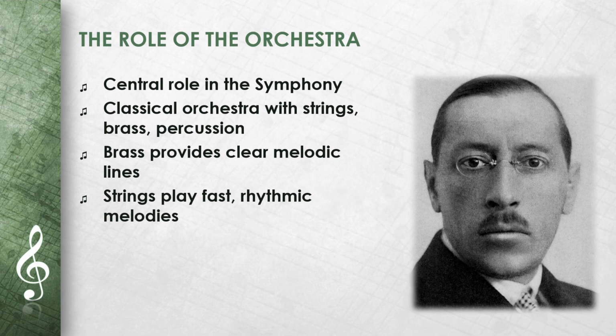The orchestra plays a central role in the Symphony in C. Stravinsky used a classical orchestra with strings, brass, and percussion. The brass instruments provide clear melodic lines. The strings often play fast and rhythmic melodies. Overall, the result is a lively and powerful sound.